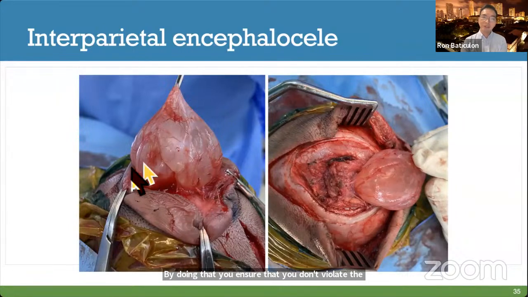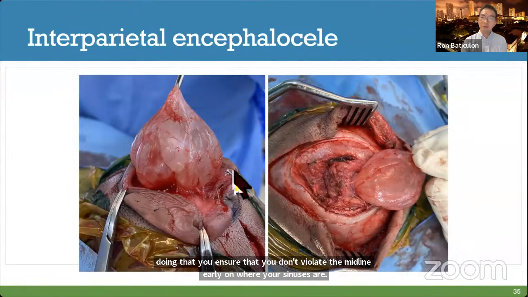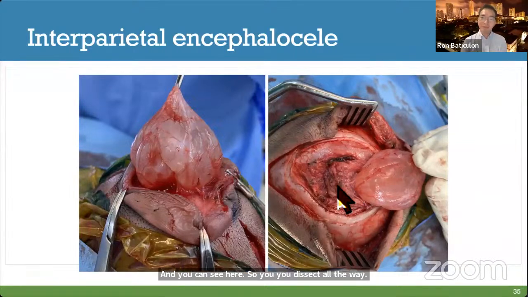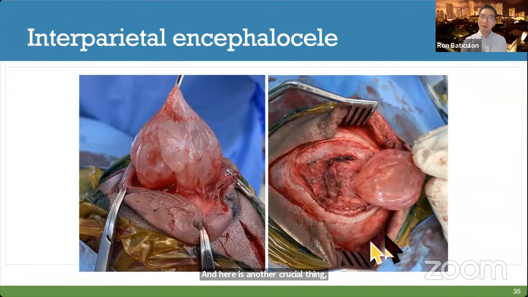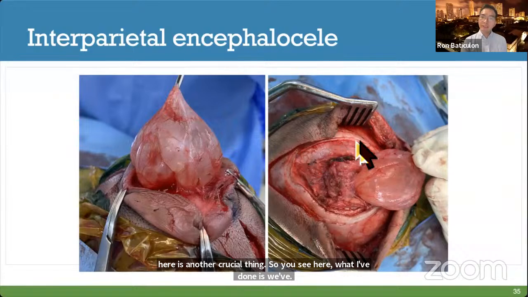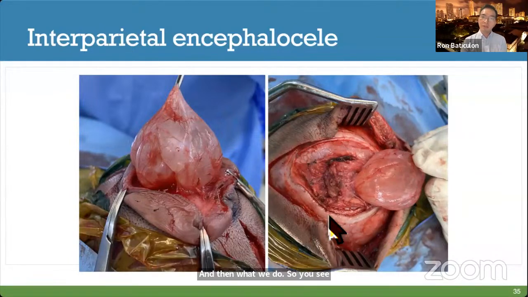You dissect all the way around, and it's much easier to dissect the sac when you don't rupture it. Here is another crucial thing. You see here what I've done is we've encircled it. This is the periosteum. Try to palpate the bony edges, and then 2 to 3 millimeters from the bony edge, you do your monopolar cautery, and then you push it inside. That will expose the bony edges.